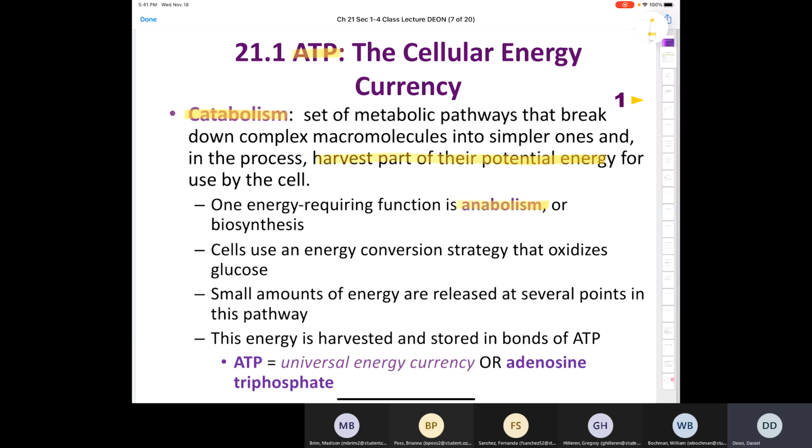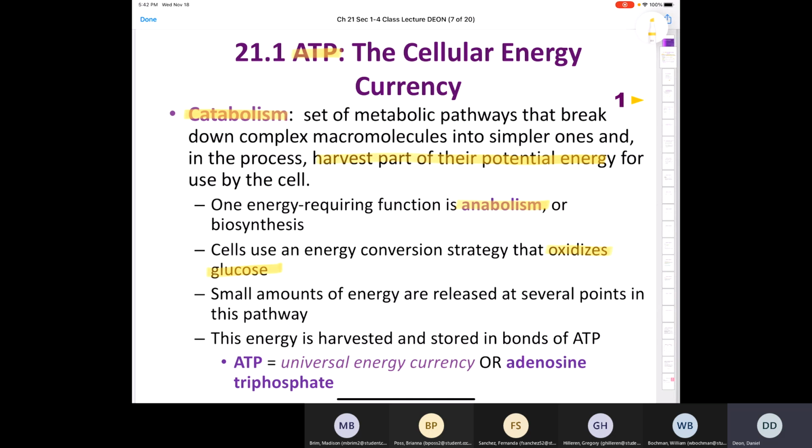So what would biosynthesis be? That would be making peptides, making proteins and enzymes, of course, making sugar. If our blood sugar level is low, we might have to make sugar. Right? So these are the kind of things that anabolism is. Okay, biosynthesis. We could also use that energy. Cells use an energy conversion strategy that oxidizes glucose. So we're going to talk about how we would use part of that energy that's harvested in order to oxidize glucose, so break glucose down and harvest even more energy.